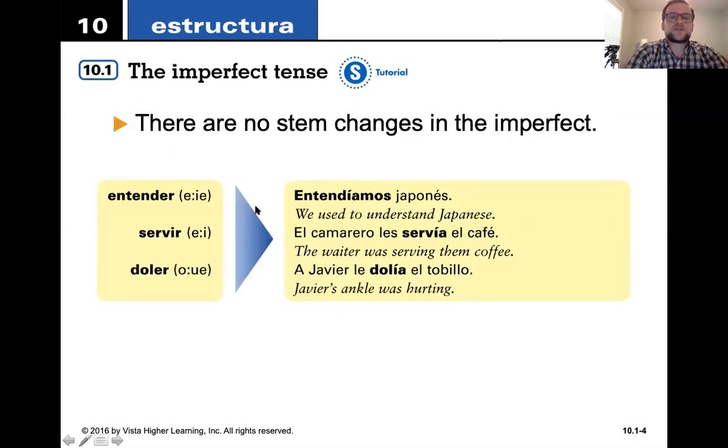Let's move along. Okay, so there are no stem changes in the imperfect, right? This is an E to IE in the present. This is an E to I in the present. This is an O to UE, right? We looked at stem changing verbs in the past with our J and our U and our I stems, and we also had those stem changes with our IR verbs, right? So the E to I or the O to U, okay, for like dormir. But there are no stem changes in the imperfect, so it's a little bit easier tense to use and to learn, okay?